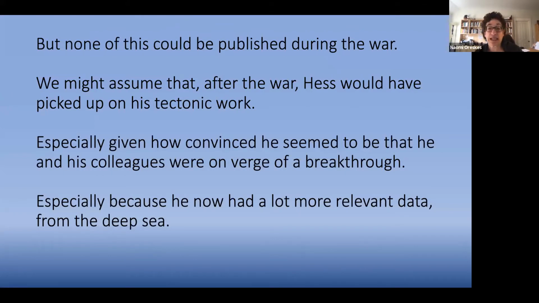Now, that's not particularly surprising. It's not very shocking that war interrupted scientific work, but we might have thought that after the war, Hess would have returned to this work. I mean, he's so excited about it. He thinks he's on the verge of a major breakthrough. He's gushing about it to colleagues and friends and presenting it at GSA, and Griggs is publishing in the American Journal of Science. So you might have thought that these men would have been very eager to get back to work and continue on what they thought was going to be a major scientific breakthrough. And especially now, because now Hess has a lot more relevant data from the deep sea.